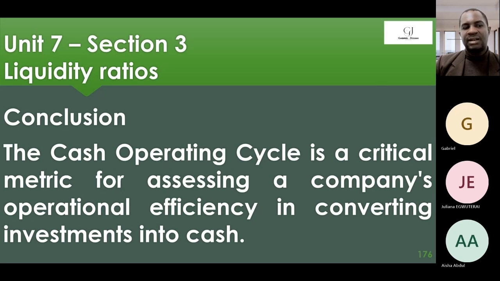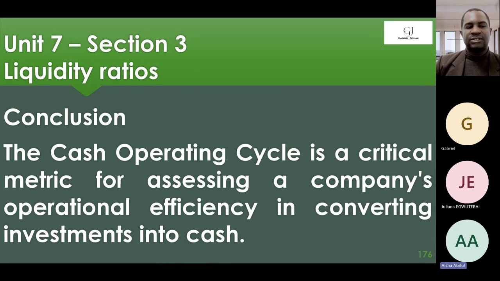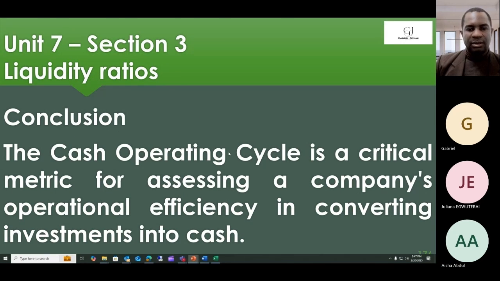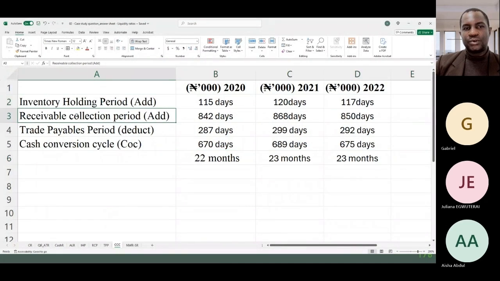So the cash operating cycle is a critical metric for assessing a company's operational efficiency in converting investments to cash. So typically, IHP plus RCP minus TPP, inventory holding period plus your receivables collection period minus your trade payables period, culminates in your cash operating cycle. Can you say that again? Sorry to interrupt. Okay, no problem. So the inventory holding period, let me go back to the calculation. As you can see on the screen, you add it to your receivable collection period, the days, and also your trade payables period.